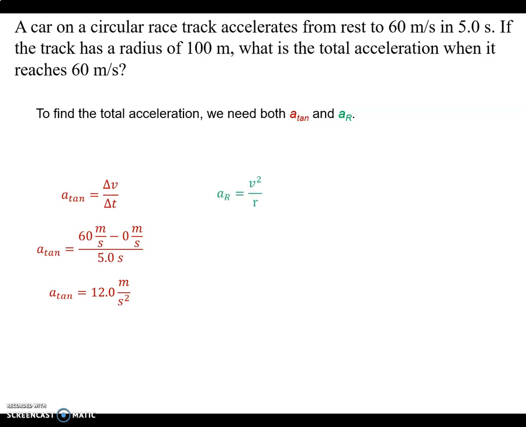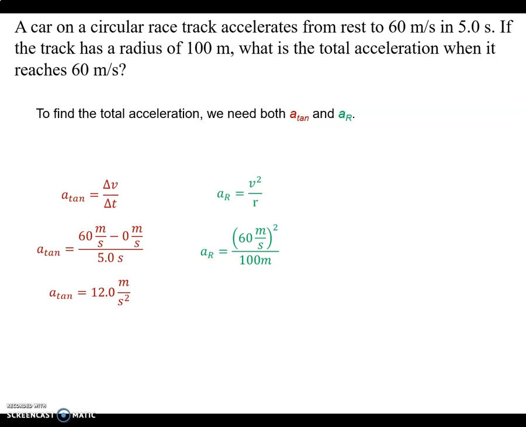Okay, let's do centripetal. Centripetal acceleration we find as v squared over r. V is 60 meters per second. Notice that in the question, I specifically asked what is the total acceleration when it reaches 60 meters per second. Although the tangential acceleration was 12 meters per second squared for the entire time it was speeding up, the centripetal acceleration was changing as the speed changed. If I continue speeding up at 12 meters per second squared, I'll have a different velocity, therefore my centripetal acceleration will change. That's an important point to note.